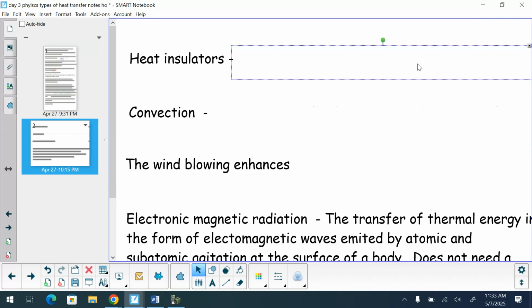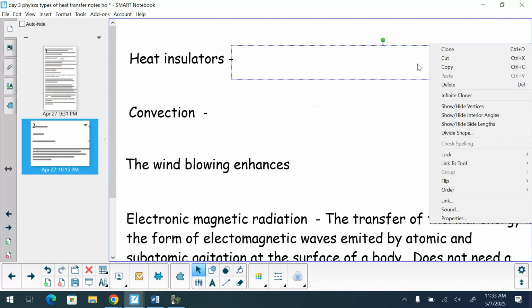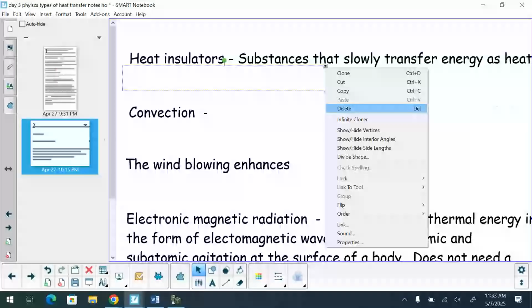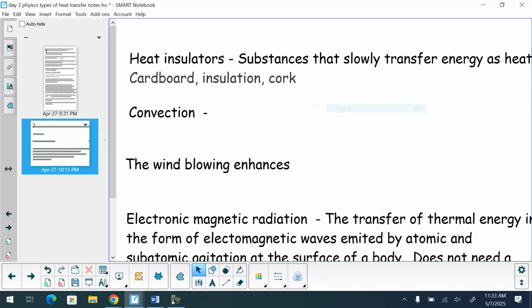Heat insulators: substances that slowly transfer energy as heat. Cardboard, cork, insulation, styrofoam.